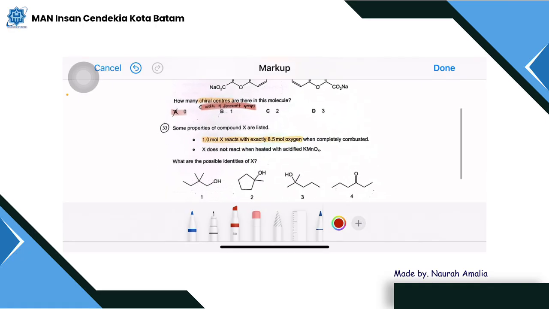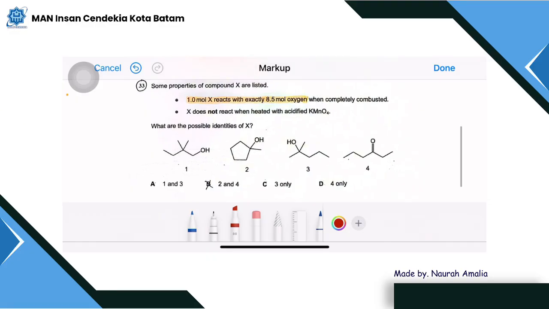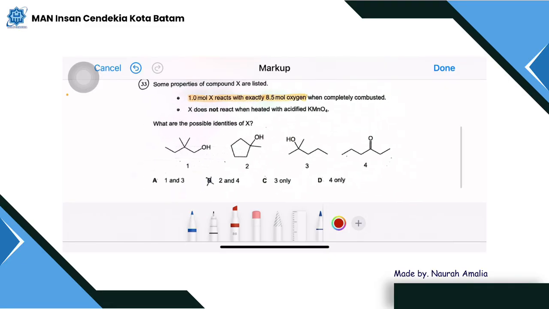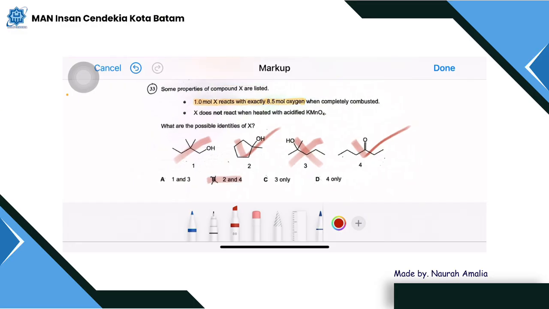Question number 33. What are the possible identities of X? We know from the properties given in the question, 1.0 mole X reacts with exactly 8.5 mole oxygen when completely combusted. X doesn't react when heated with acidified KMnO4. From options 1, 2, 3, 4, number 1 is ignored, number 2 is correct, number 3 is ignored, number 4 is correct. So the final answer is B.